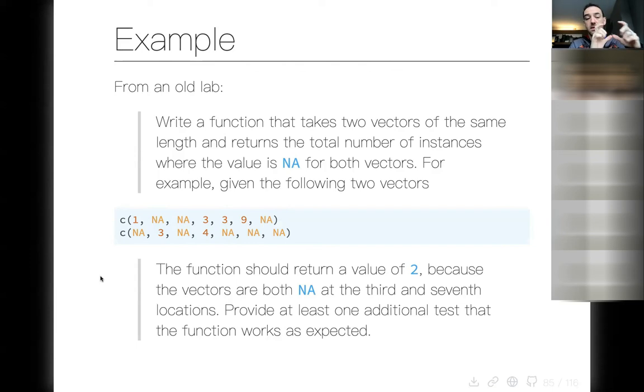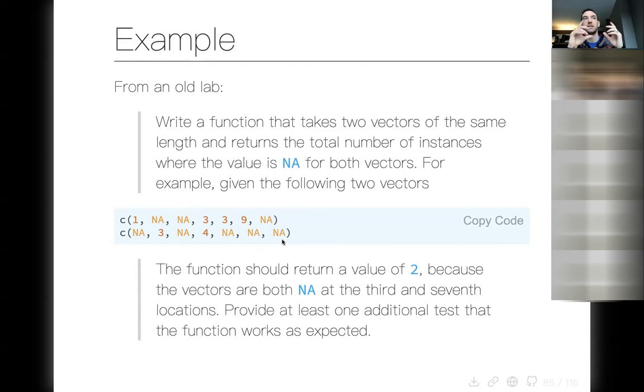So the two vectors have to be the same length for this function. And then I want it to return the number of times that it is NA, missing, for both. Okay, so for this first element, it's NA for one, but not the other. Same for the second. But then the third is NA for both. So that's one, right? No, no, no. Yes, okay, so this is two.